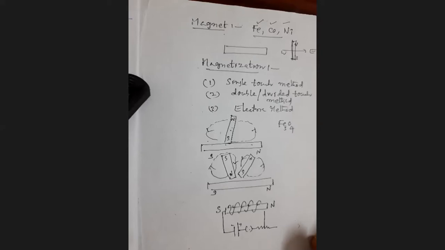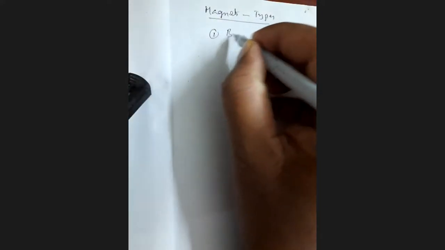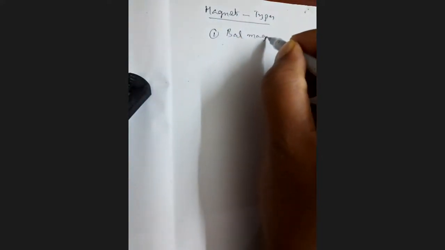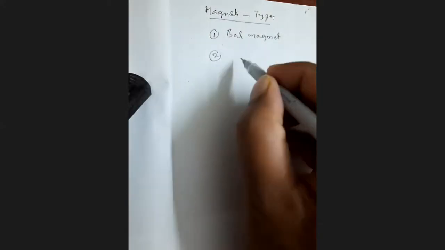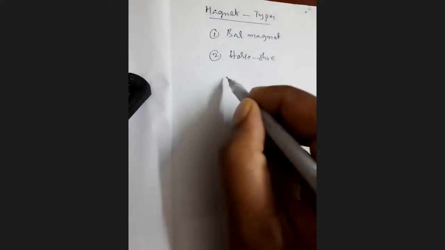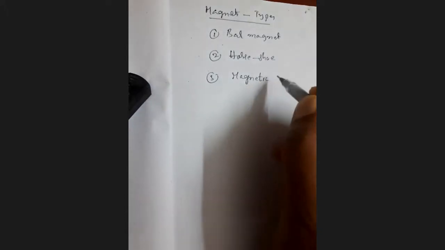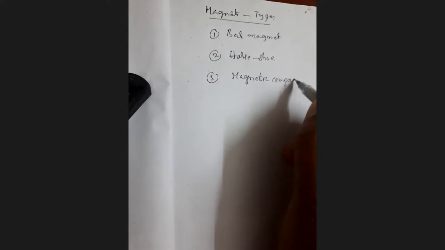Okay, now the types of magnets, let us see. Types of magnets. We use different types of magnets. One is the bar magnet. The second one, horseshoe magnet. The third one, magnetic compass or magnetic needle.